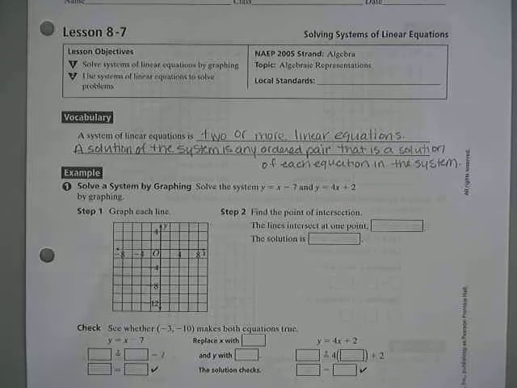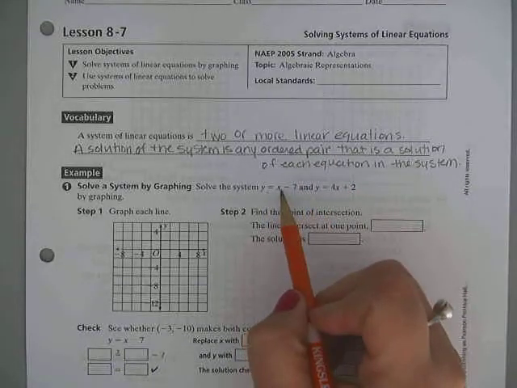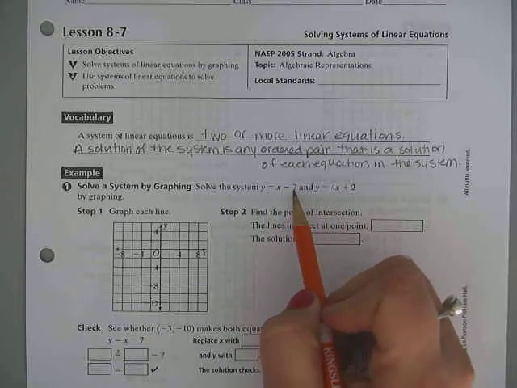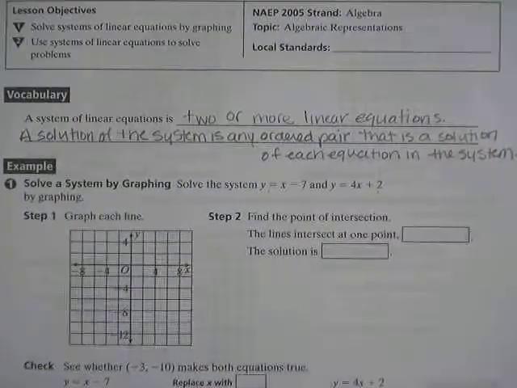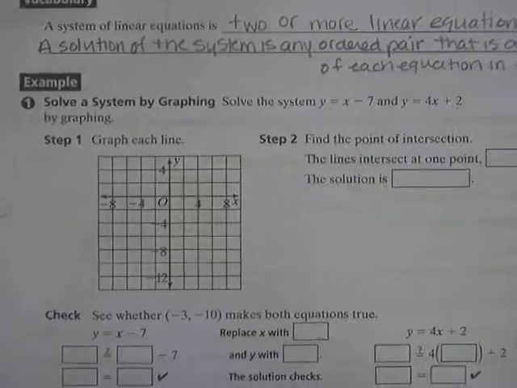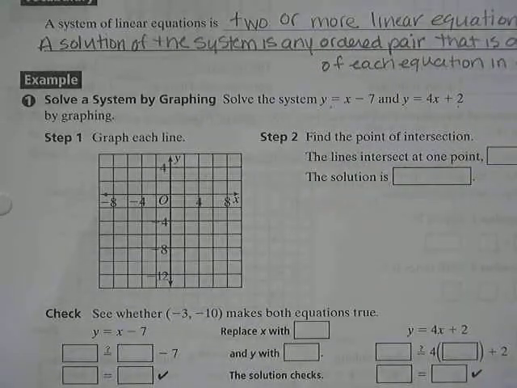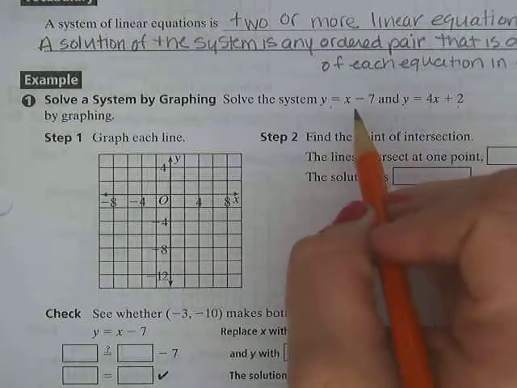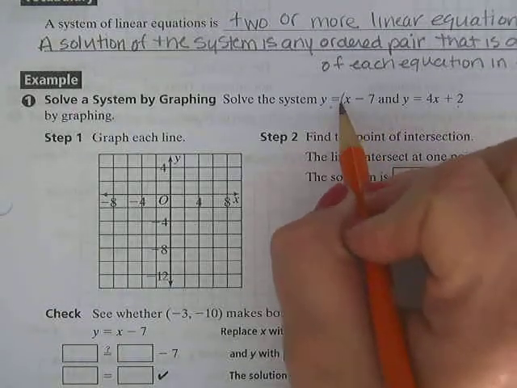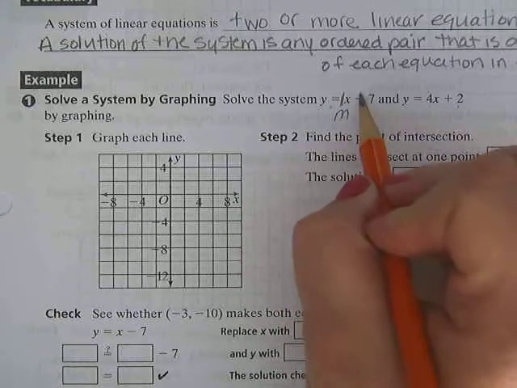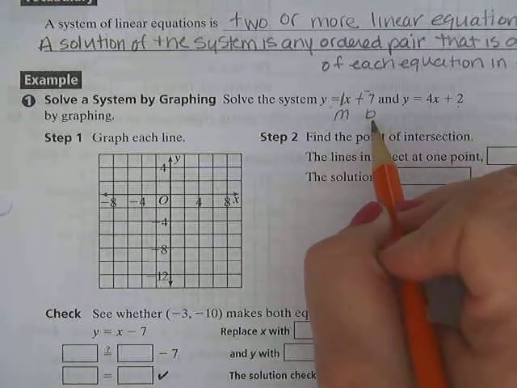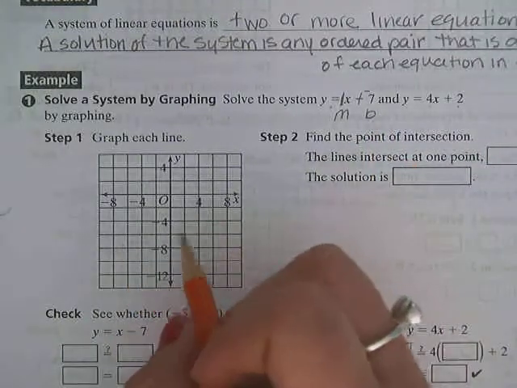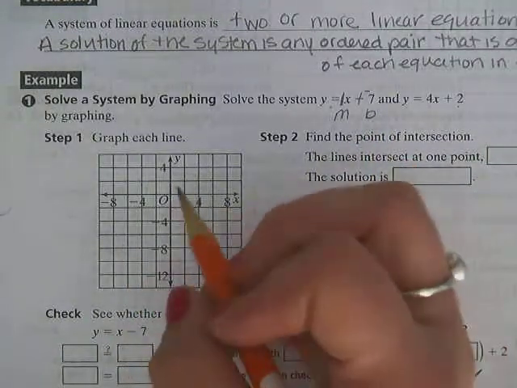So, what you're going to do is you're going to graph both of these lines. We're going to graph y equals x minus 7, and we're going to graph y equals 4x plus 2. I'll zoom in a little bit here, and now this is where it comes in handy that we know how to graph these pretty quickly using slope and y-intercept. Okay, so we're looking at this right here. My slope is going to be 1, and my y-intercept, my b, is negative 7.